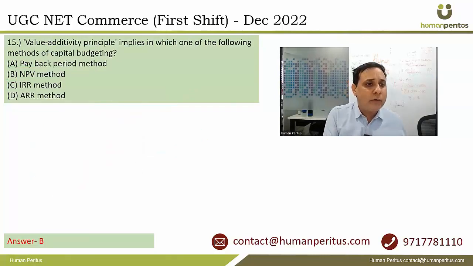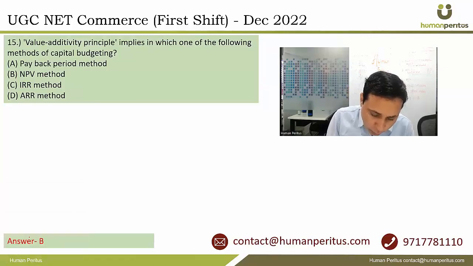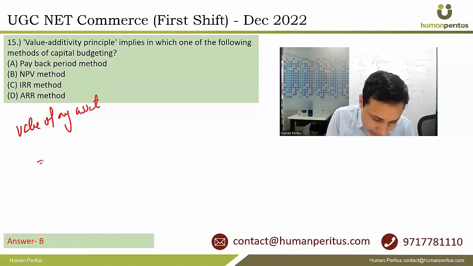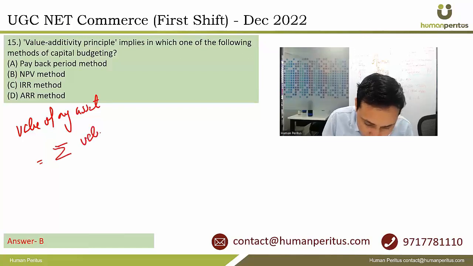Value additivity principle implies in which case of capital budgeting? So value additivity का मतलब क्या है? It means that value of any asset is nothing but it is equal to sum of value of all cash flows.